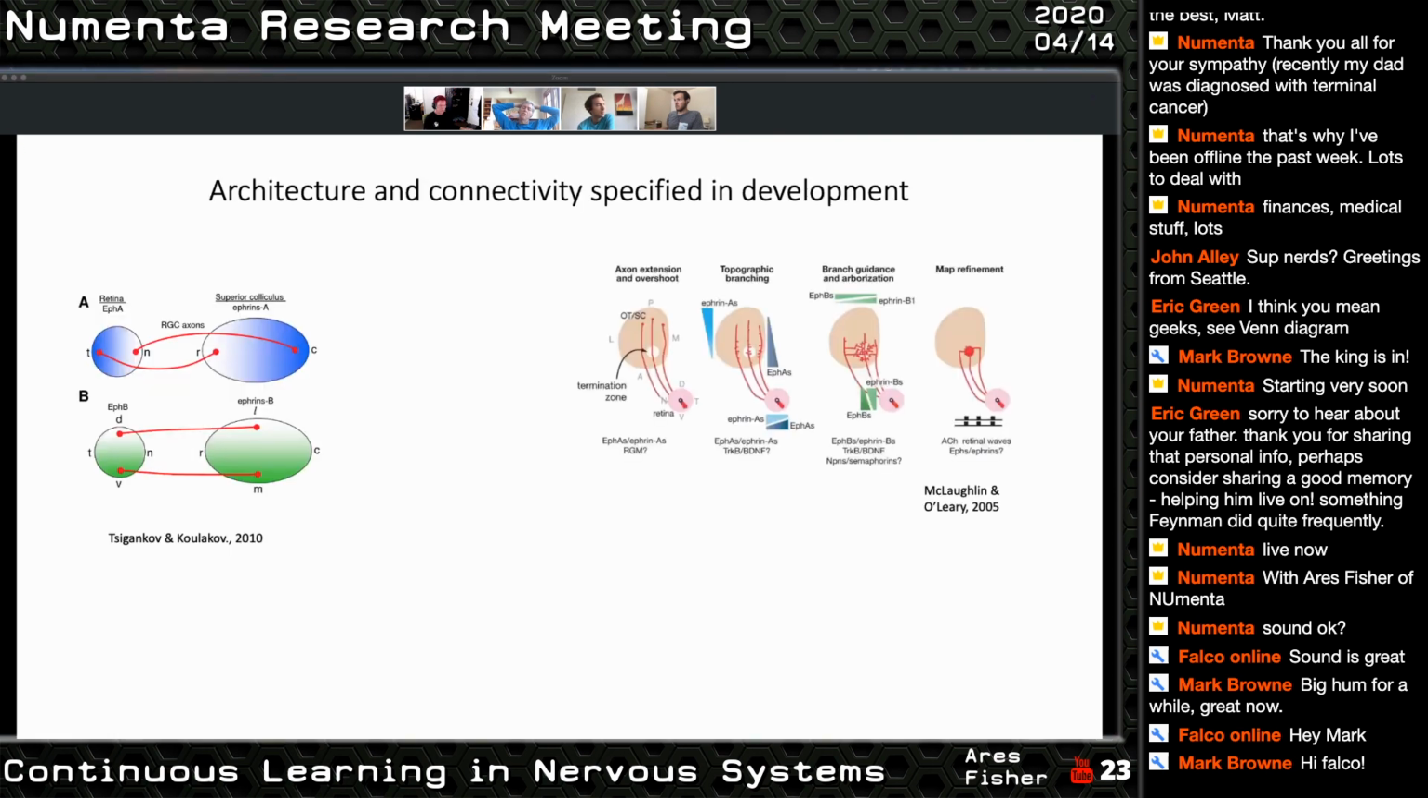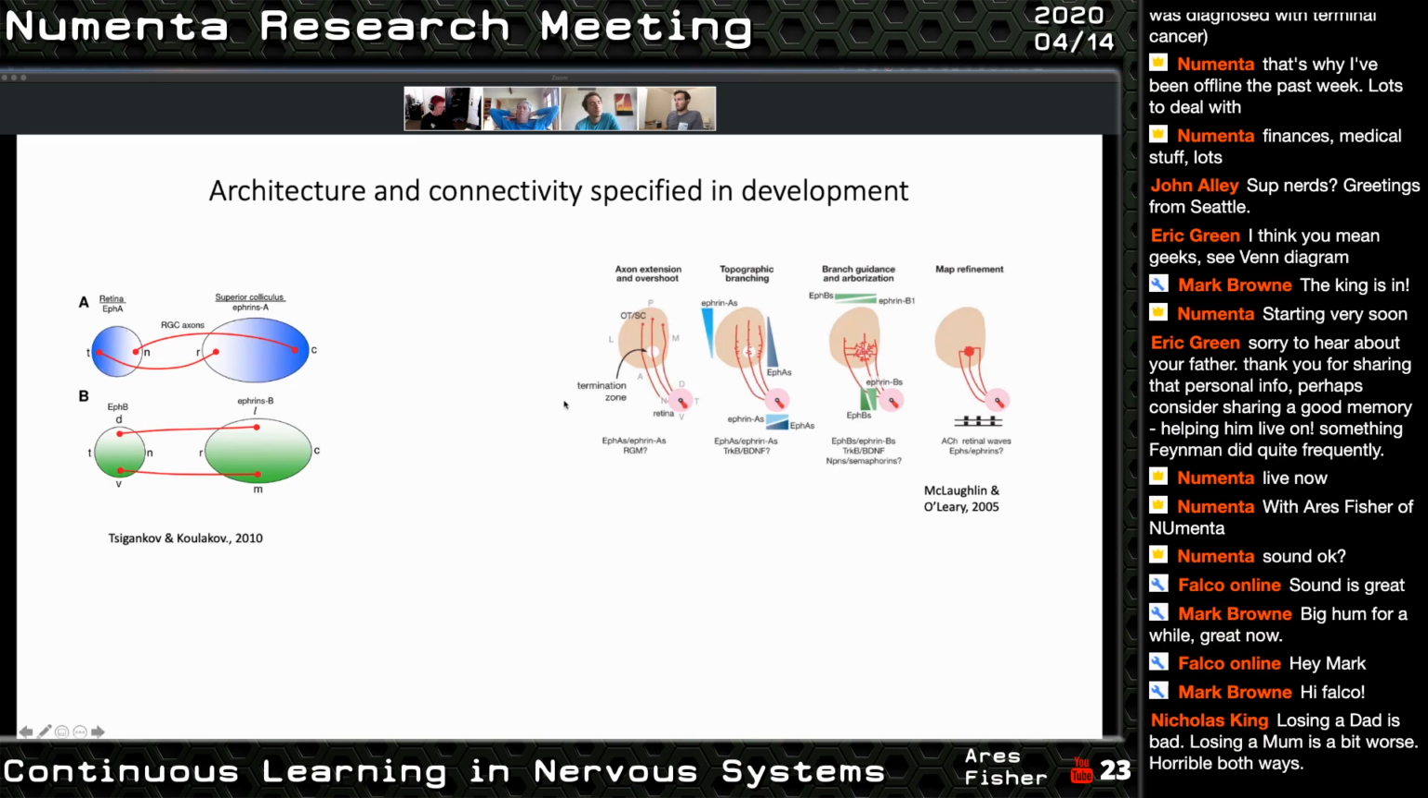So I'm not going to go over the details of this. I hope you guys remember some of this from last week. But the idea is that there are these gradients during development that guide axons, and there are these pruning processes that happen, such that axons find specific targets, and their connections are meaningful.